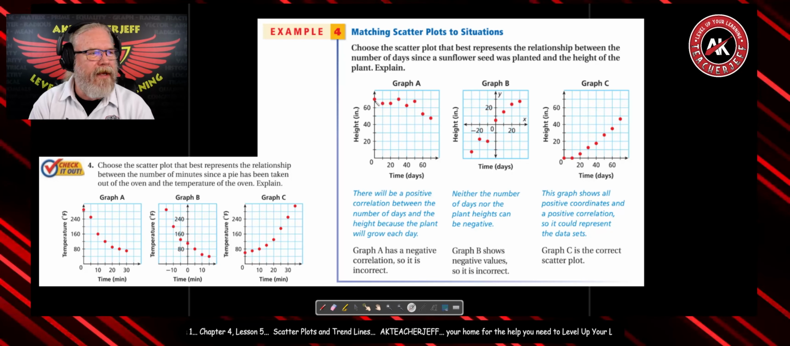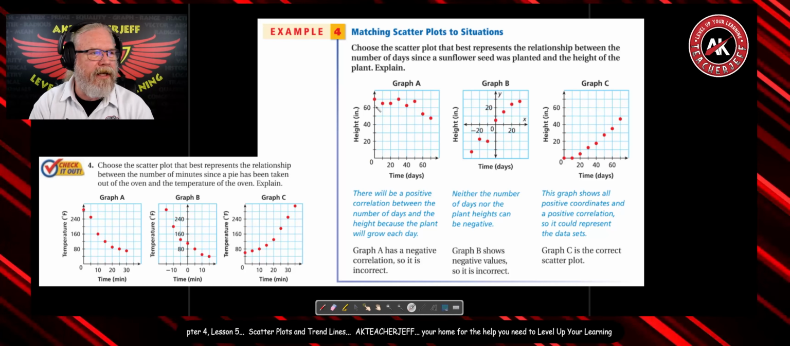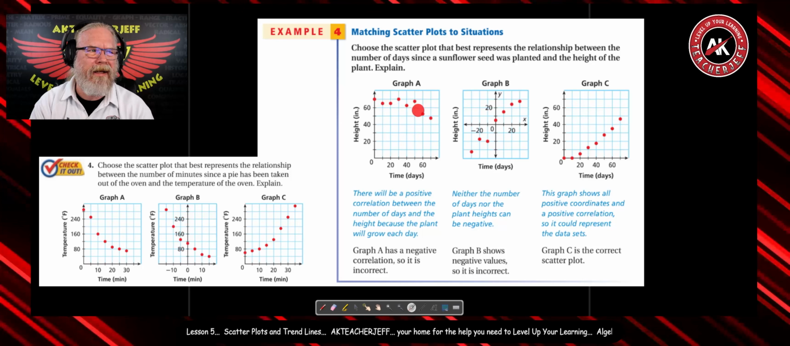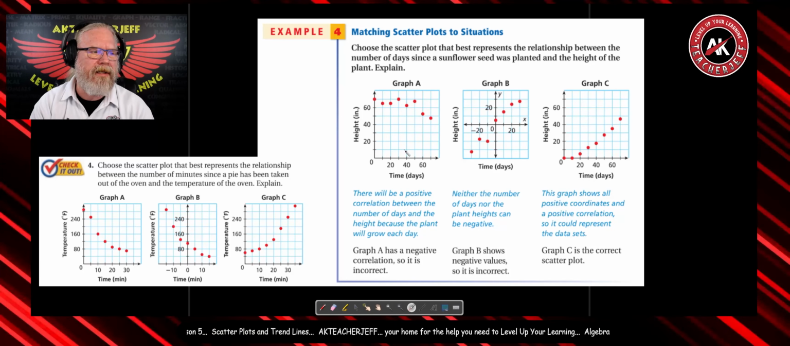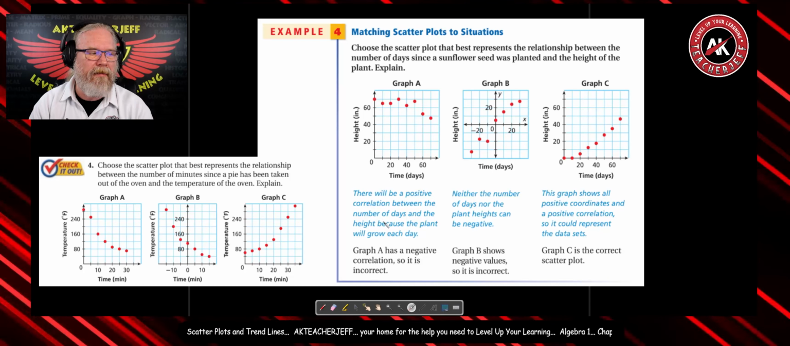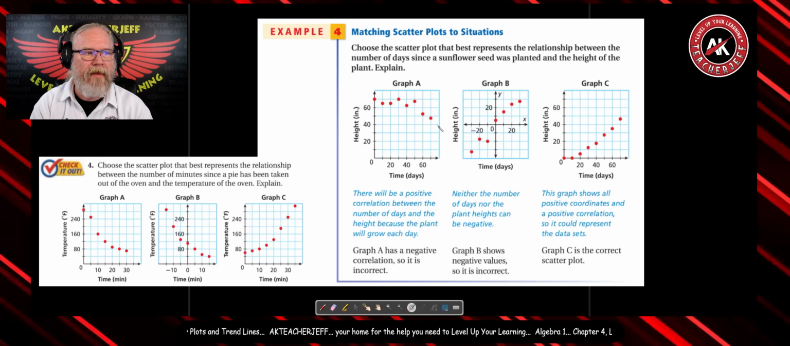Many people know that. So as we start off here at 0 days, the sunflower plant's already over 60 inches tall, and then it gets shorter. Don't think so, right? There would be a positive correlation between the number of days and the height of the plant because it's going to grow each day. It's not going to be tall and start shrinking.